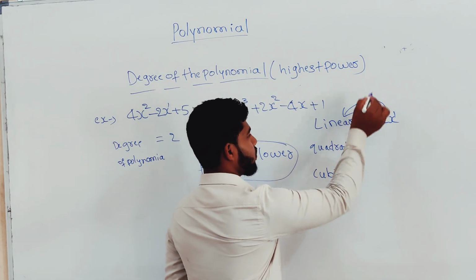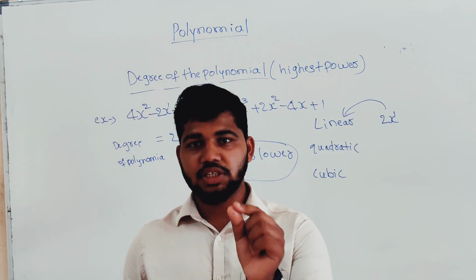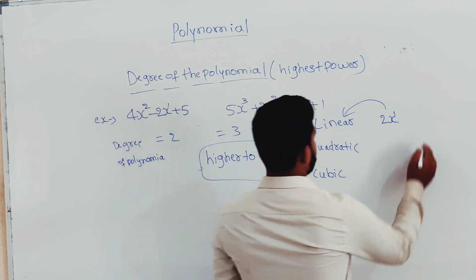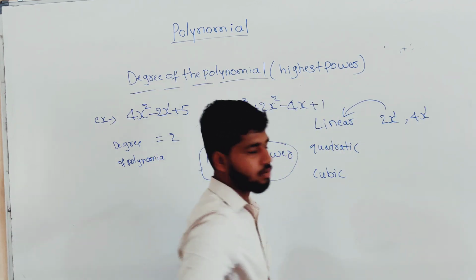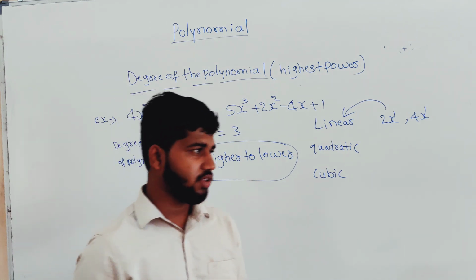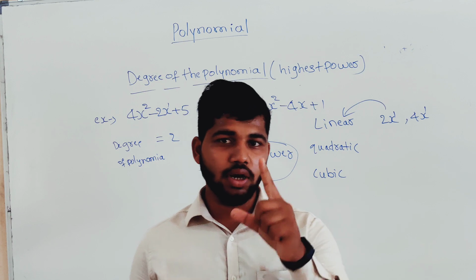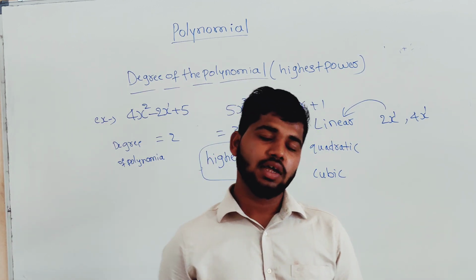A term which has the power 1 is said to be linear. Another example is 4x. The term which has the power 1 is said to be linear.